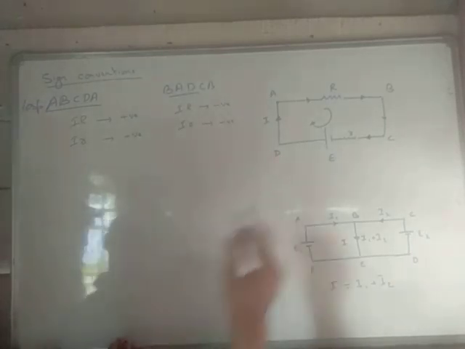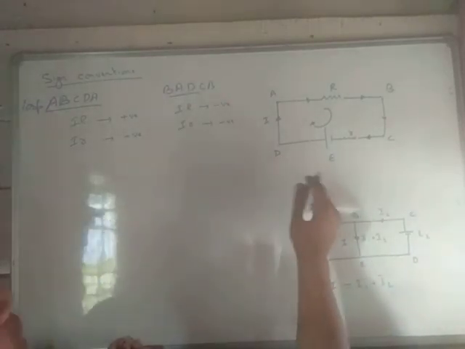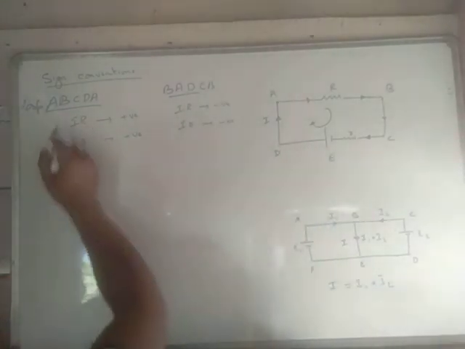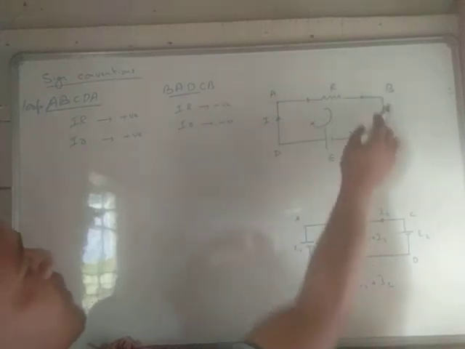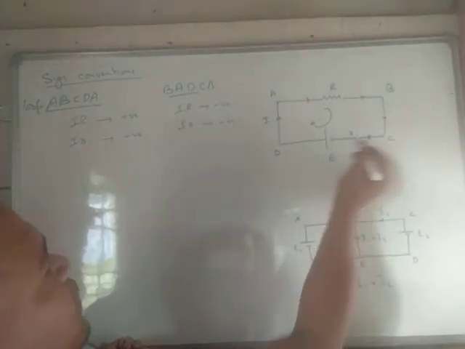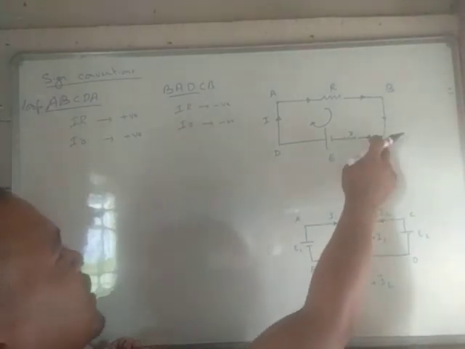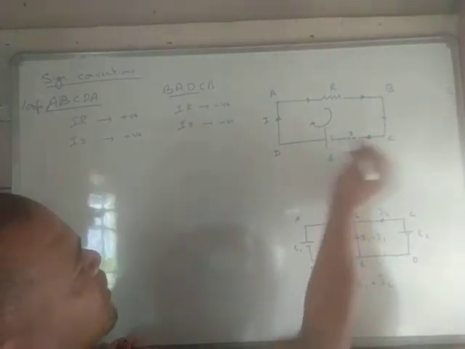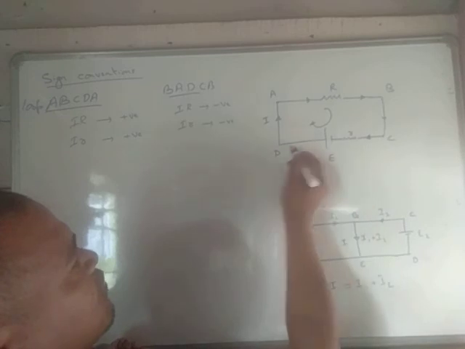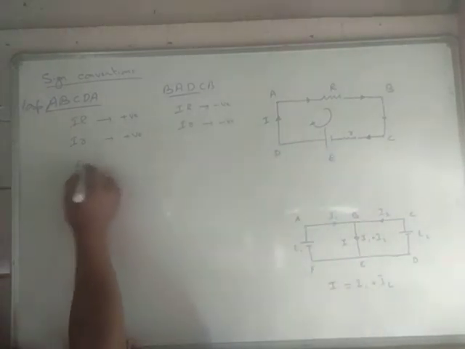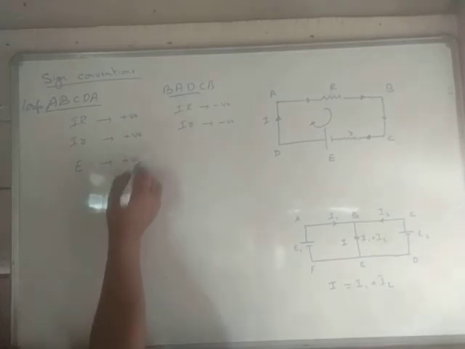Now, what about EMF? Whether it will be positive or negative, that we will see here. In the first case, when you consider the loop A, B, C, D, the EMF is present in this branch. The direction in which you are going through the EMF is from negative terminal to positive terminal. So in this case the EMF will be positive.